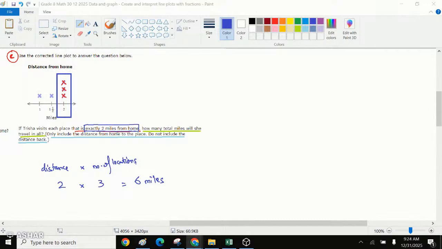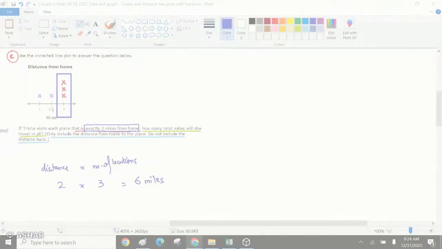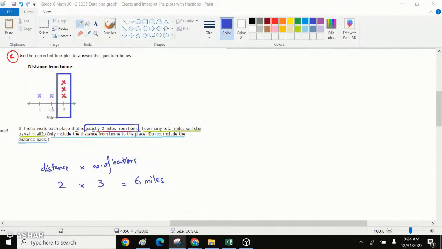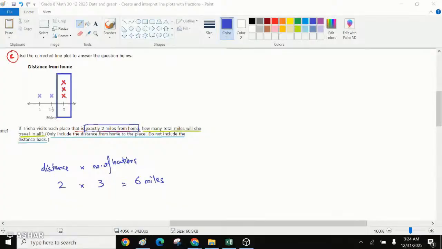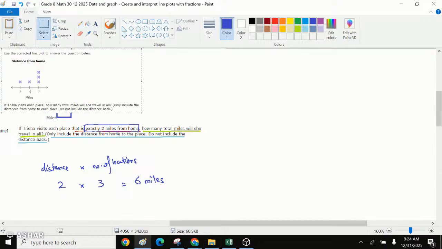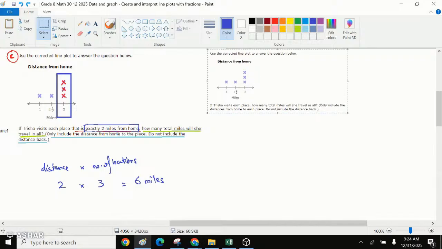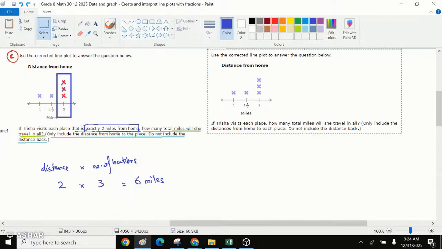Moving on further with the same question, let's see what the requirement is in the next part of the question. In the next part, they are saying, using the same line plot, let's use the same line plot and try to find, what they are asking us in this part is, very similar to the previous examples that we did. Now they want to know the total.